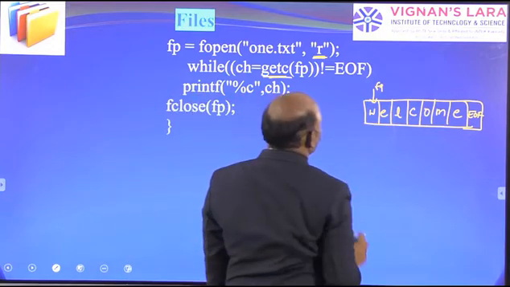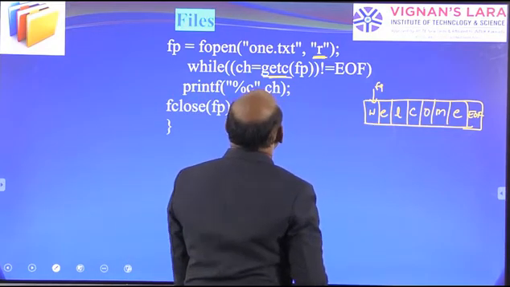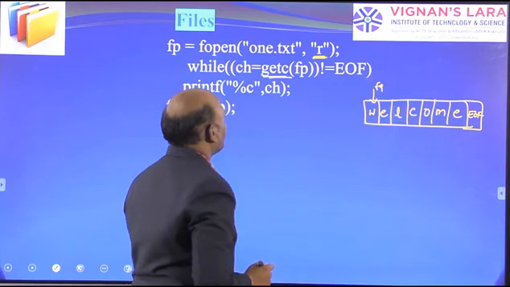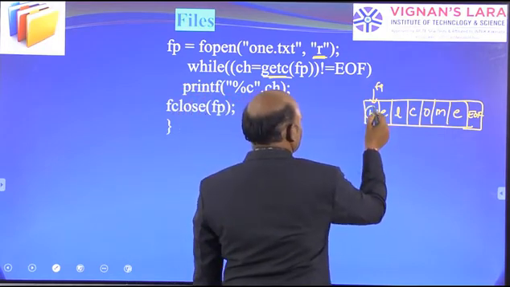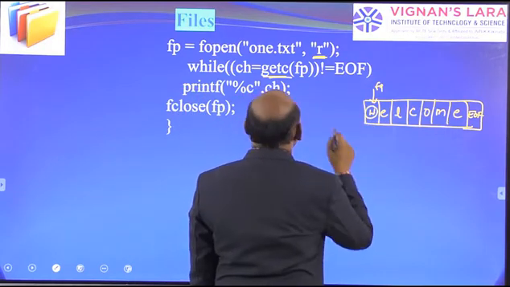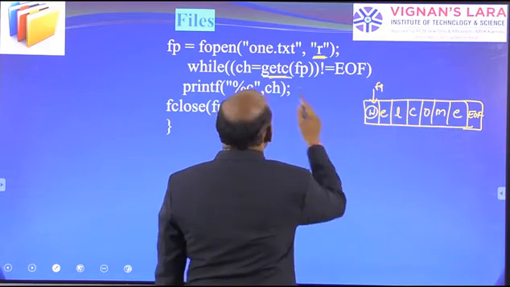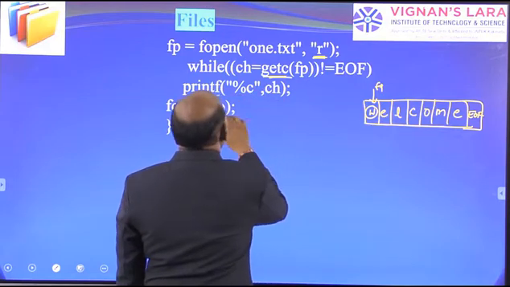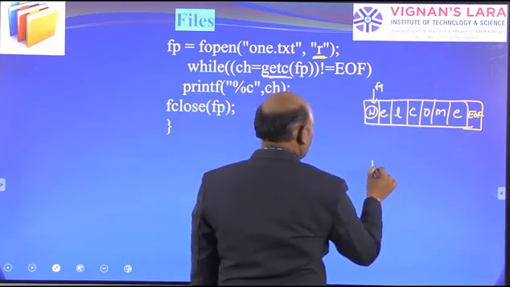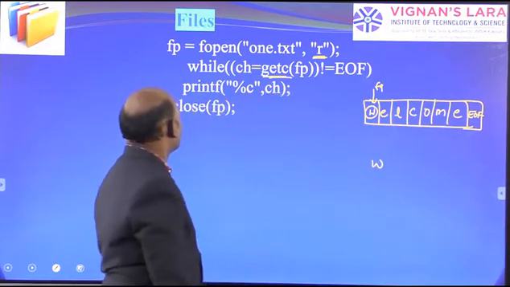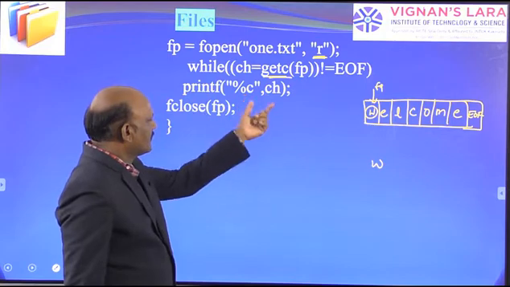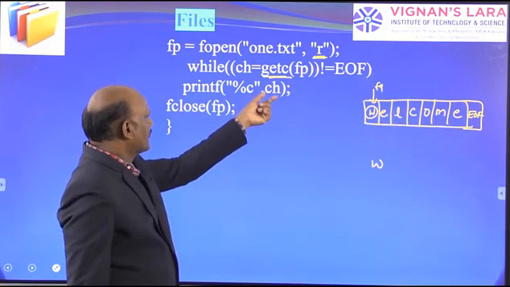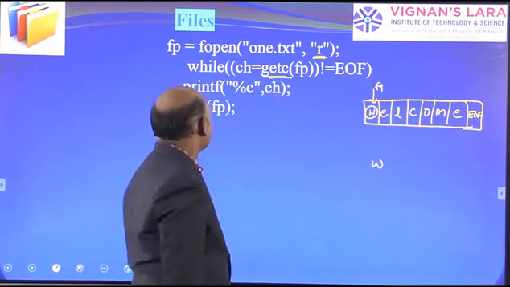ch equal to getc of fp. This is the character which can be read from the file, that is assigned to ch, W. It is not equal to the end of file. So then print it onto the monitor. printf is used to display the data onto the monitor, right? Here the character to be displayed is W.